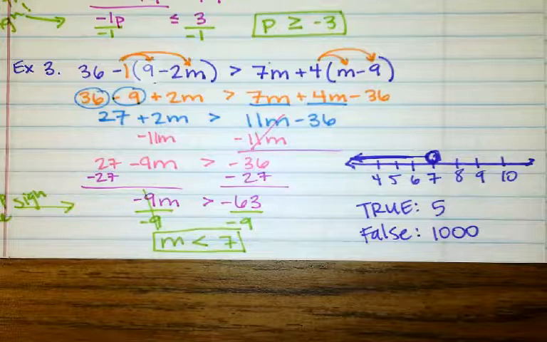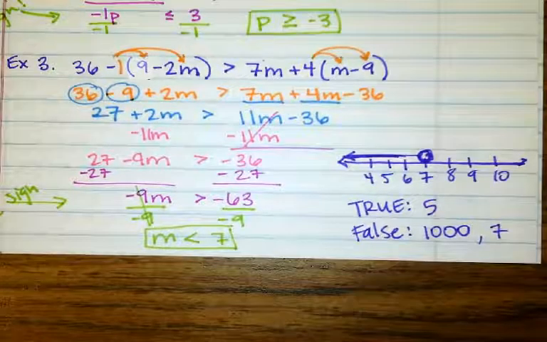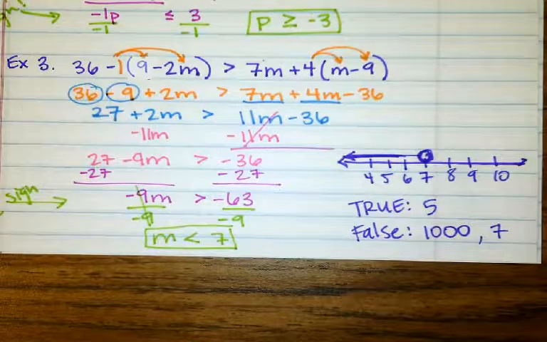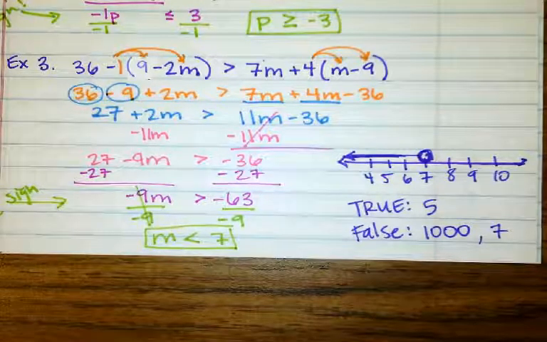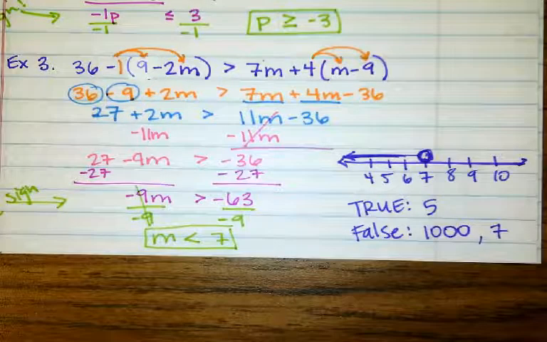Also, 7 is false, because 7 is not less than 7. 7 is equal to 7, so 7 would be false. There's a bunch of things that make these true and a bunch of things that make these false.